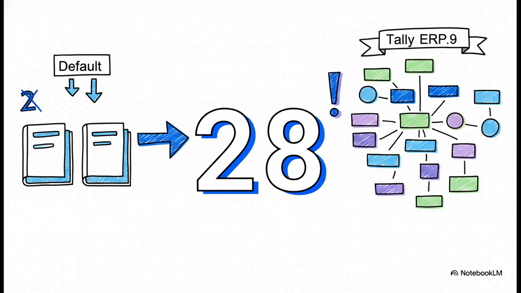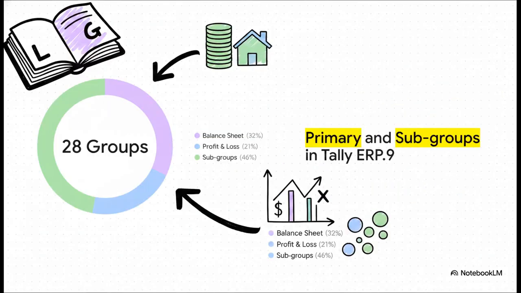The developers essentially pre-built the architectural skeleton, so you wouldn't have to sit there and guess how to categorize fundamental accounting concepts. If we break those 28 predefined groups down, it really reveals the software's structural priorities. You're getting 15 primary groups and 13 subgroups. But notice the heavy tilt towards the balance sheet here. There are 9 dedicated primary groups for it, compared to just 6 for profit and loss.